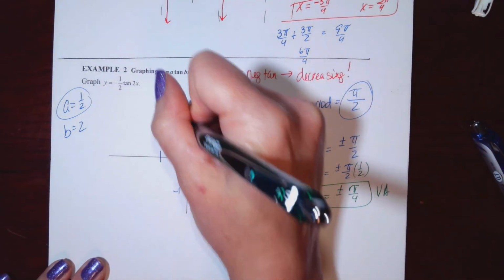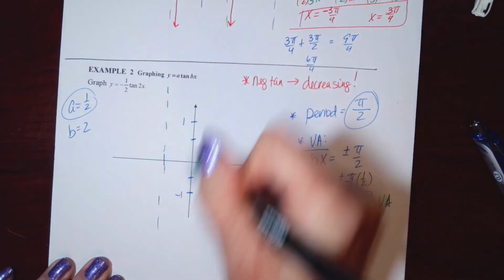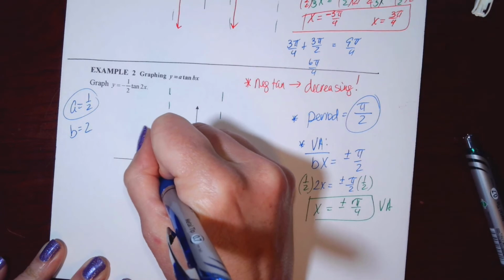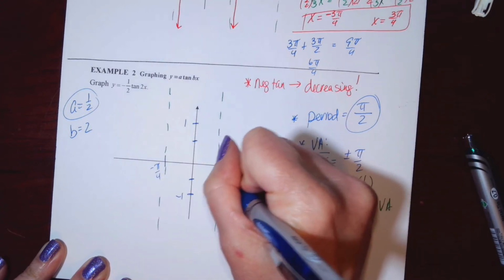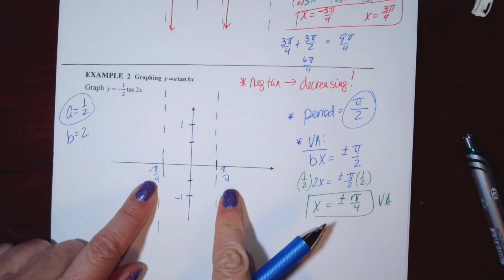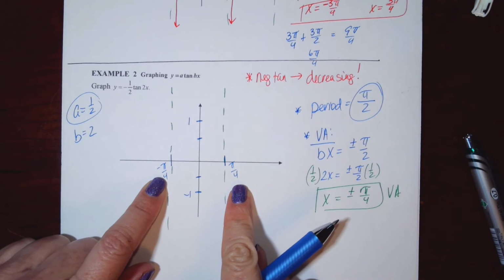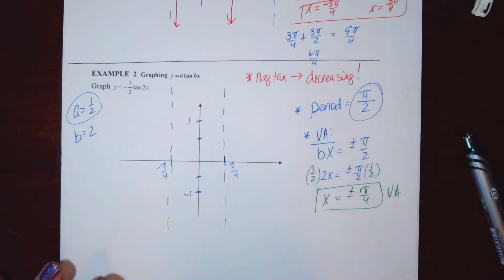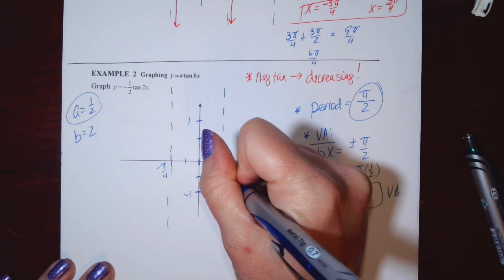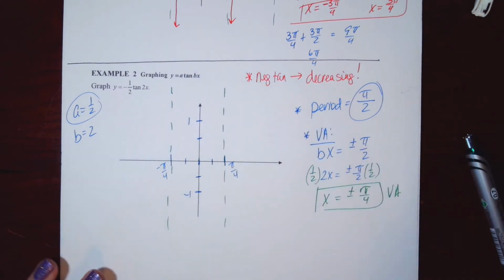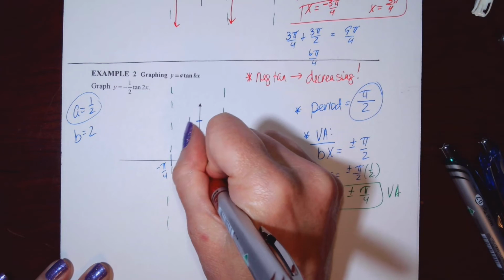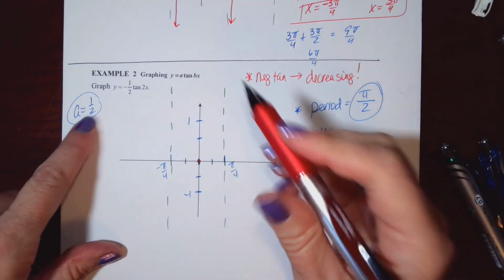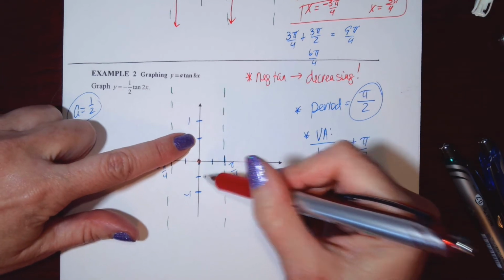So if I put a vertical asymptote here and a vertical asymptote here, that is at a negative pi fourth and a positive pi fourth. The difference between negative pi fourth and positive pi fourth is 2 pi fourths or pi half. That's my period. So I have center, quarter function values. Well, center's at 0 because I don't have a vertical shift. Quarter function values are going to be at 1/2 and negative 1/2.